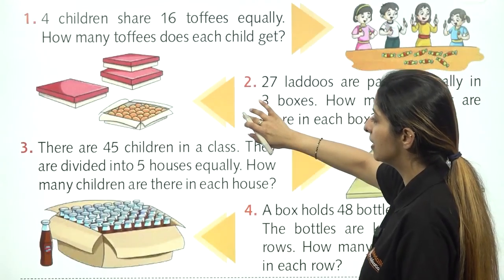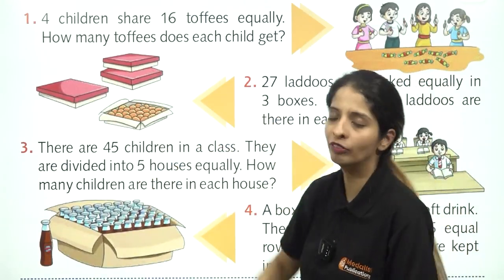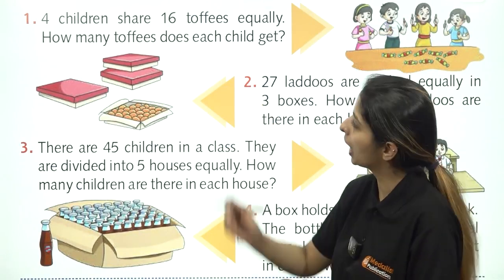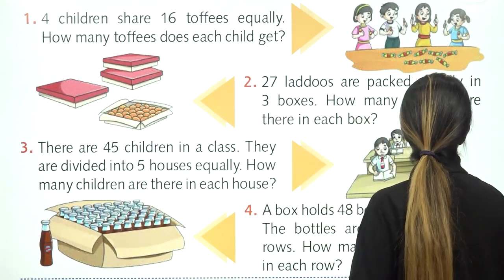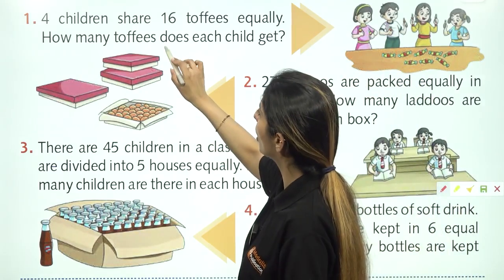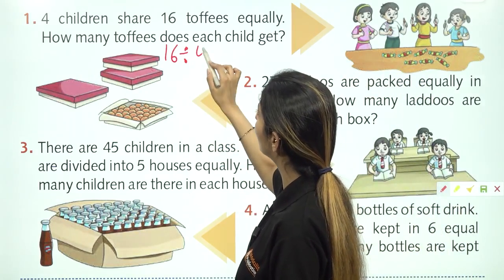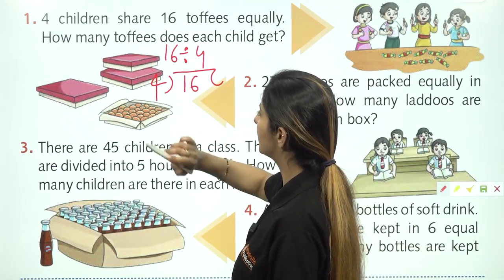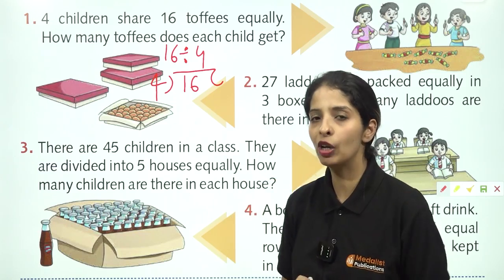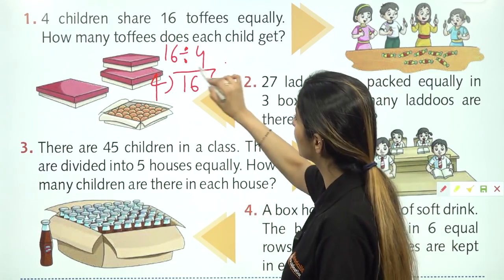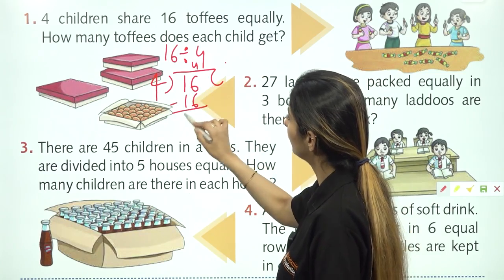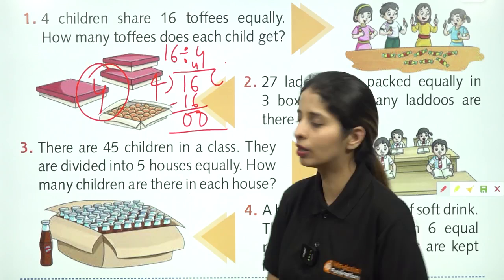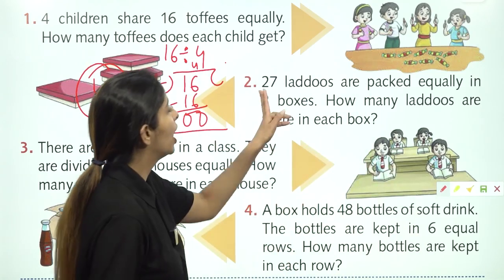Next exercise is given to you. Let's do some of the questions. 4 children share 16 toffees equally. How many toffees does each child get? So you will do 16 divided by 4. Dividend, divisor, start calling up the table of 4. 4 fours are 16. So your answer will be 4. Your quotient is 4.